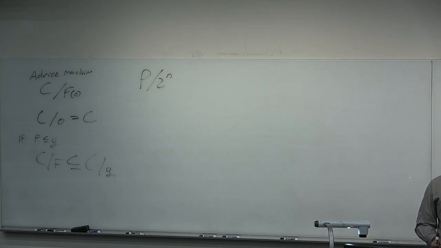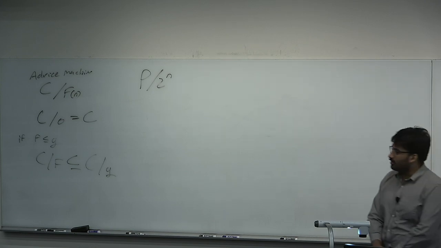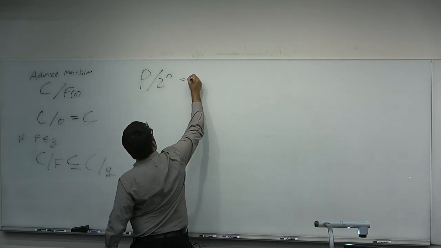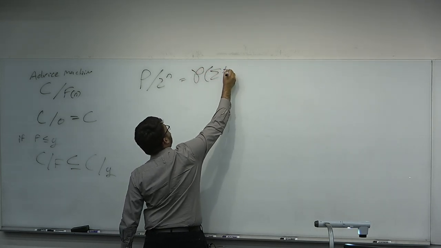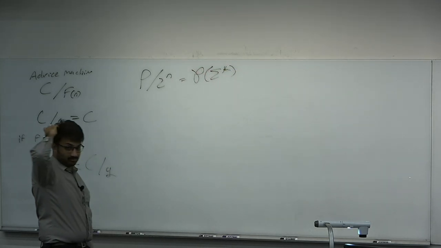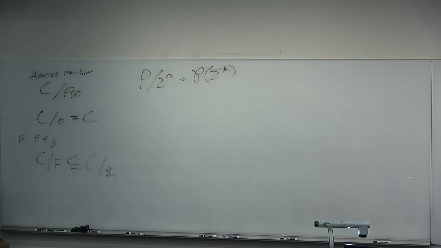Sigma star. Sigma star is one language? Like the power set of sigma star. This is an uncountable complexity class. Why is it power set of sigma star? Because the machine giving the advice looks at the length of the input and then just outputs all of the answers for every single possible input of that size.